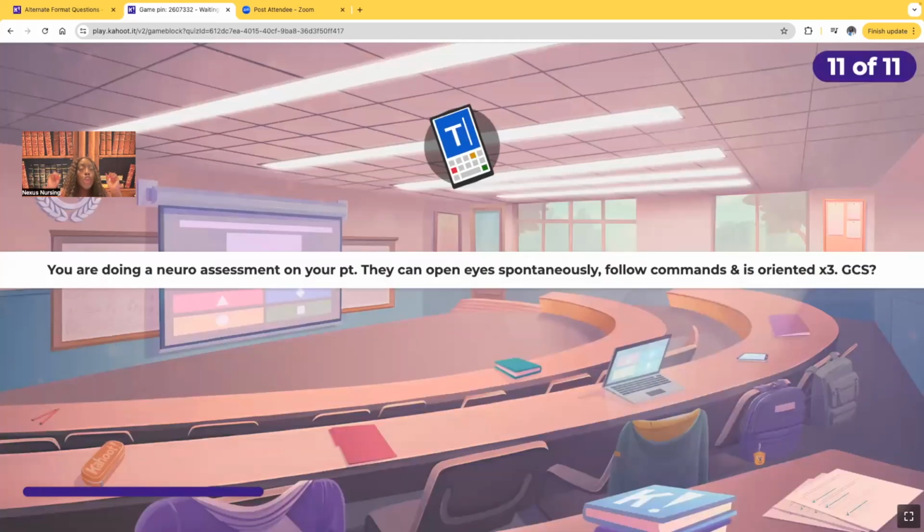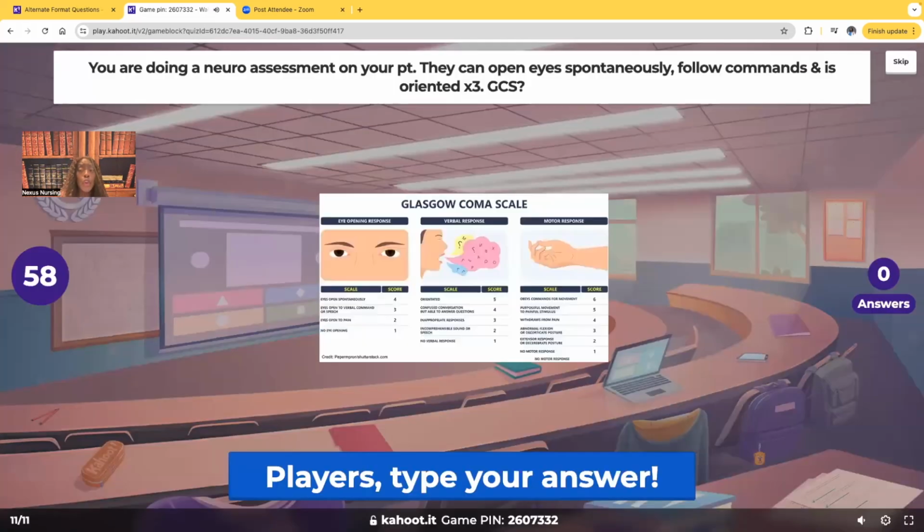Last question. You're doing a neurological assessment on your patient. They can open their eyes spontaneously. They can follow commands, and they're oriented to person, place, and time. What is their Glasgow Coma Scale? Type in your answer. I'll give you a hint. It's a number.